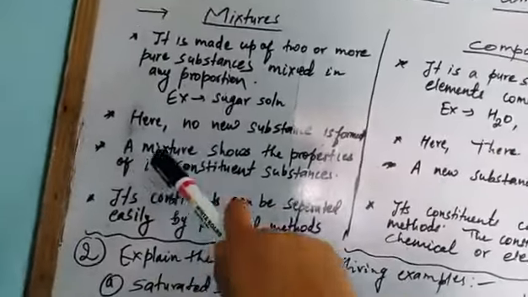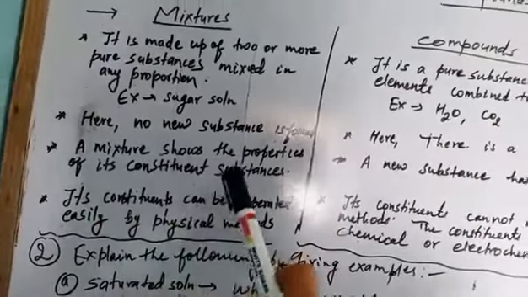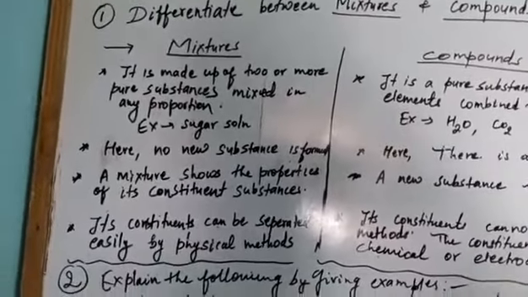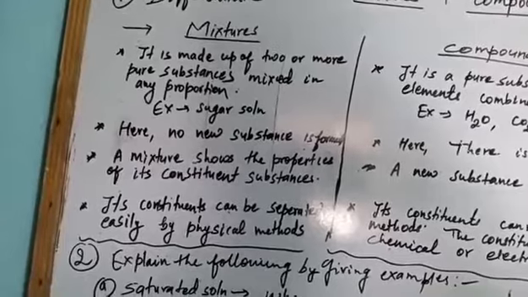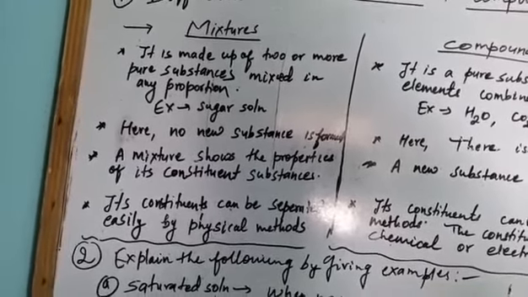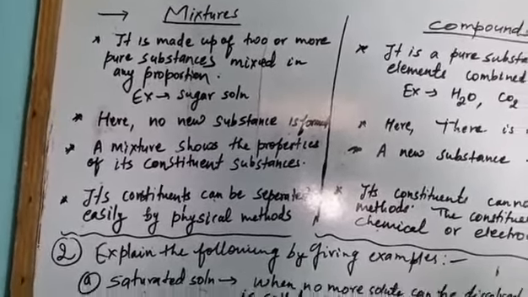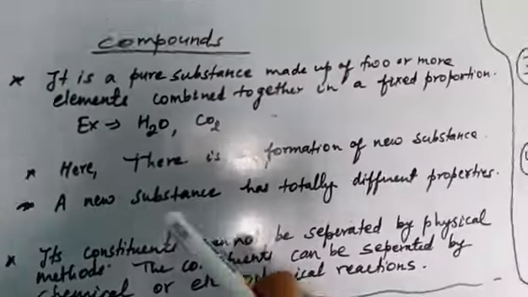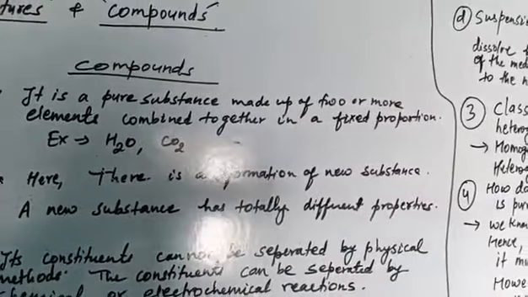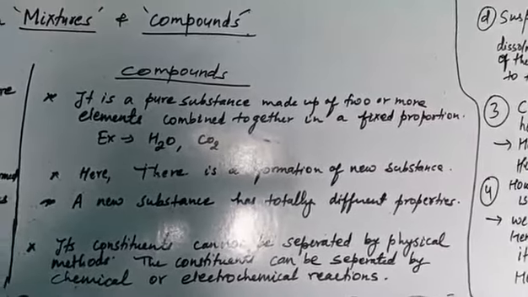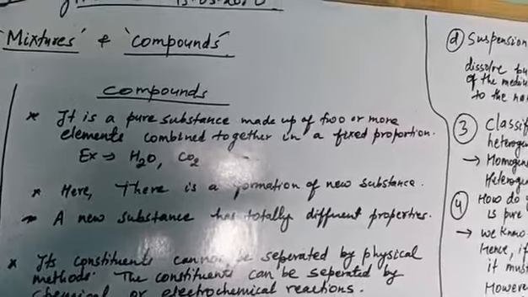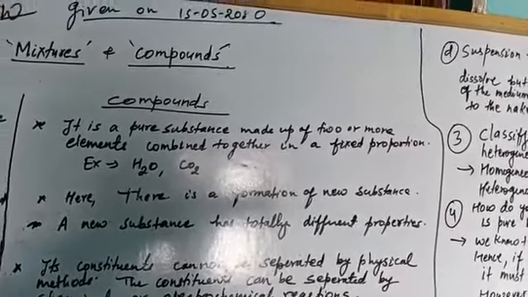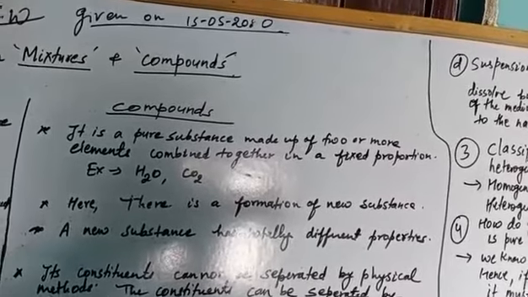Third, a mixture shows properties of its constituent substances. Whatever pure substances are mixed with each other, they will show their individual physical and chemical properties. Okay, whereas a compound, a new substance, has totally different properties. So when we get the new substance, a compound, it has its own specific properties different from its individual constituent substances.